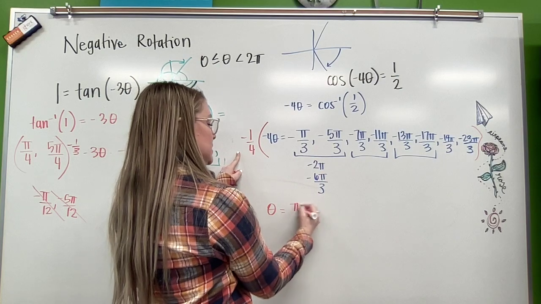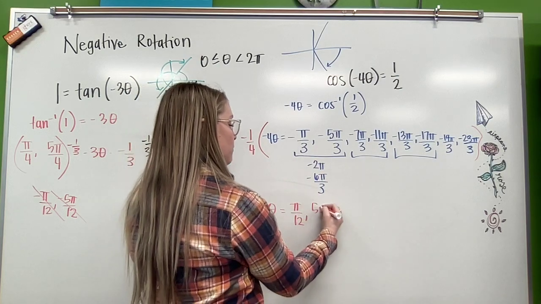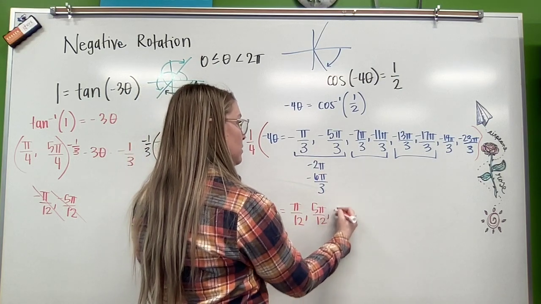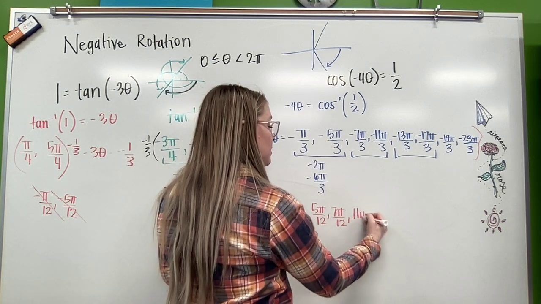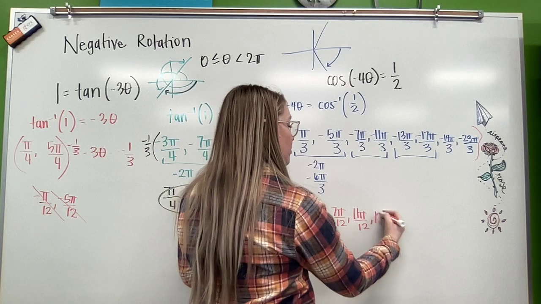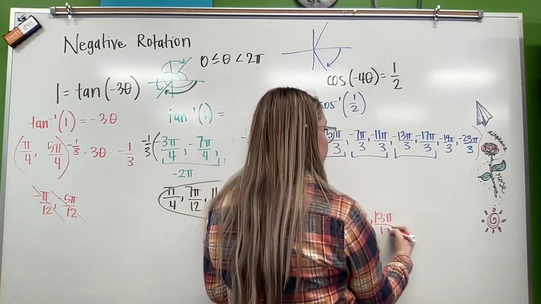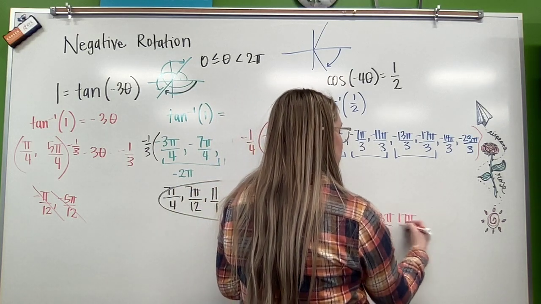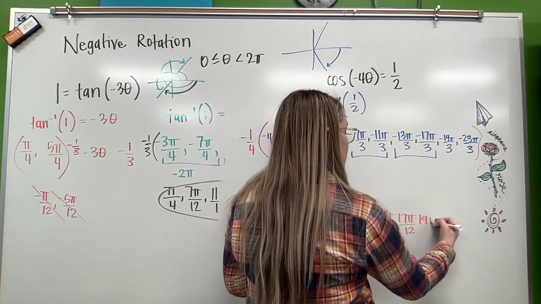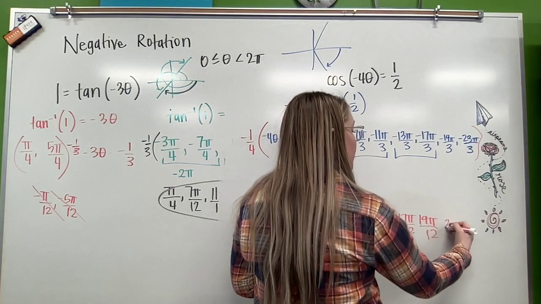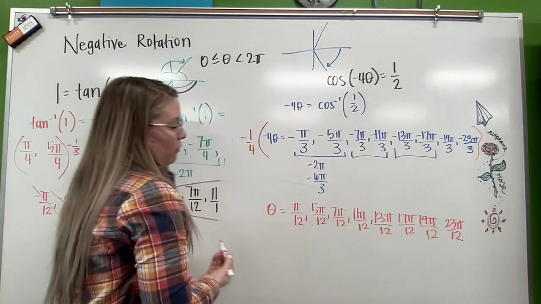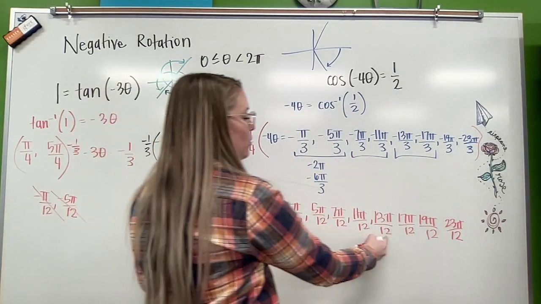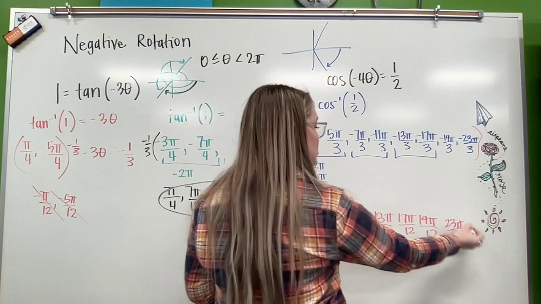I'm going to get positive 5 pi over 12, 7 pi over 12, 11, 13, 17, 19, and 23, all over 12. We got 1, 2, 3, 4, 5, 6, 7, 8 answers.